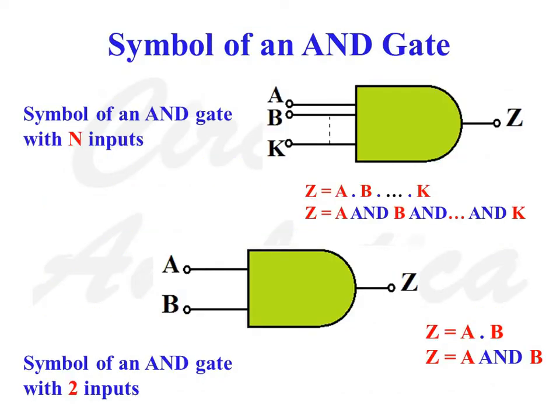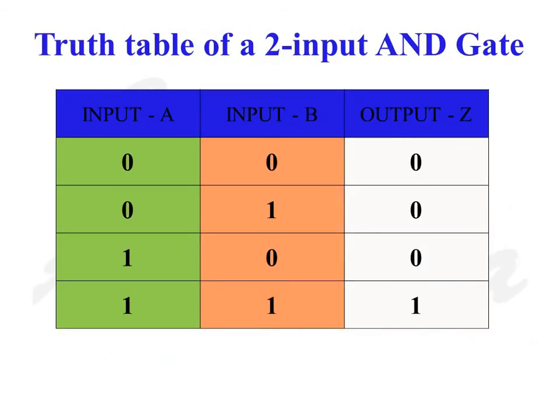This is the symbol of an AND gate. This is the truth table of a two-input AND gate. When any one of the inputs is equal to 0, output is equal to 0. When both inputs are at 1, output is equal to 1.